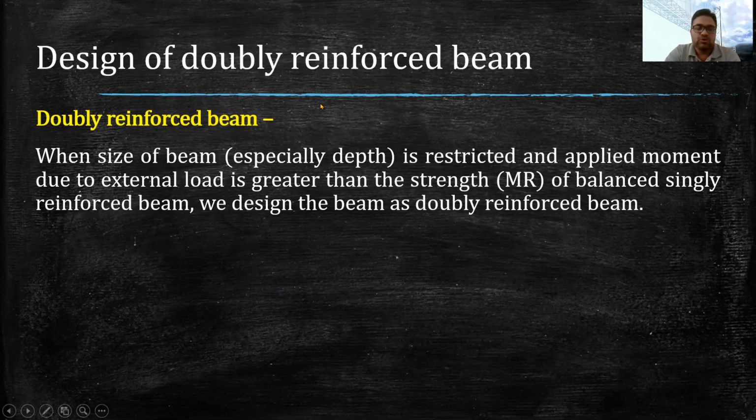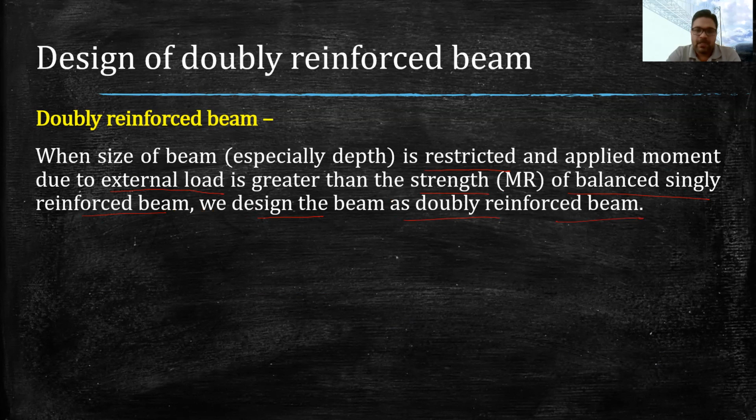Basically, we use a doubly reinforced beam when the depth is restricted and the applied moment due to the external load is greater than the strength of the balanced singly reinforced beam. In that case, we design the beam as a doubly reinforced beam.